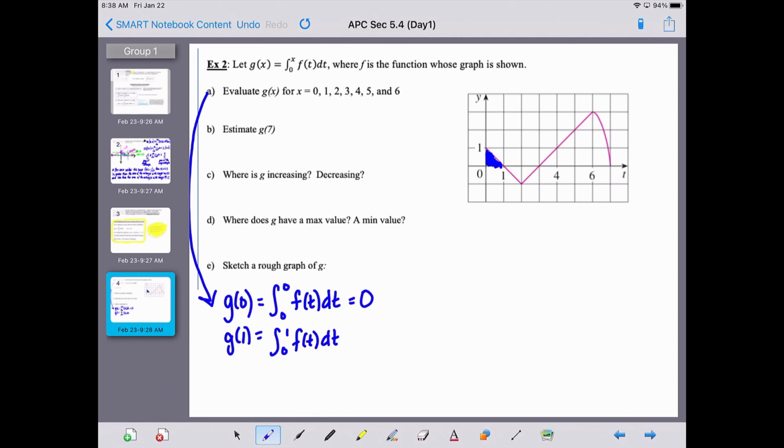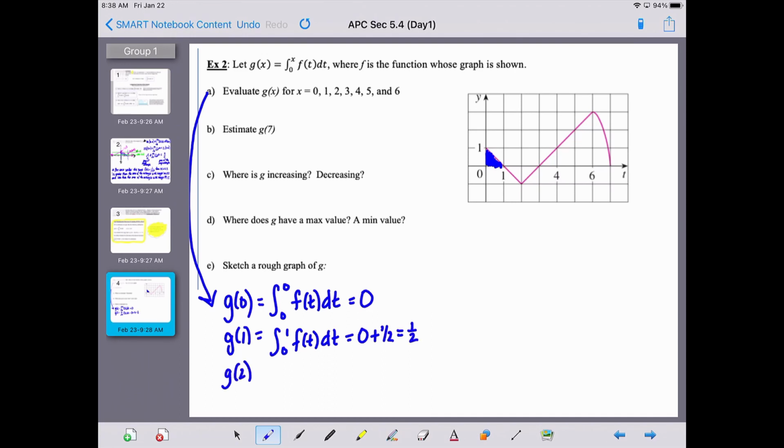Now, I want to point out to you that as we are moving across our x-axis, the values of our integrals are going to become cumulative, right? So we're always going to be adding on the previous areas. So in this case, it would be the value of the integral from 0 to 0, which was 0, plus the value of the integral from 0 to 1, which we know is 1/2 from our picture. So g of 1 is 1/2.